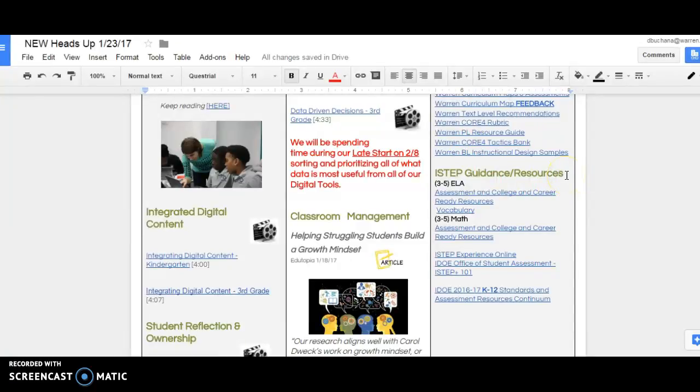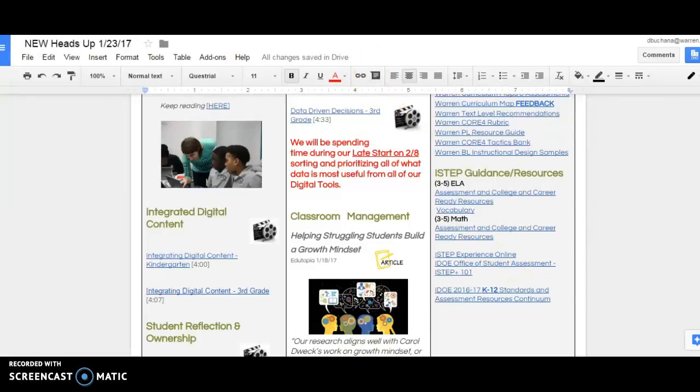So this is obviously for third and fourth grade, but for those of you who are in second grade, you may want to also take a peek at this so that you know what your students need to be prepared to do for third grade, and they can look at this iStep experience online, etc.